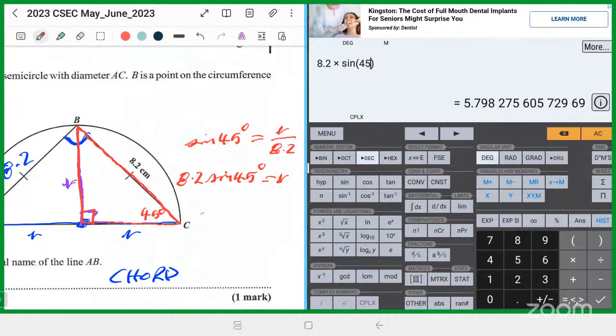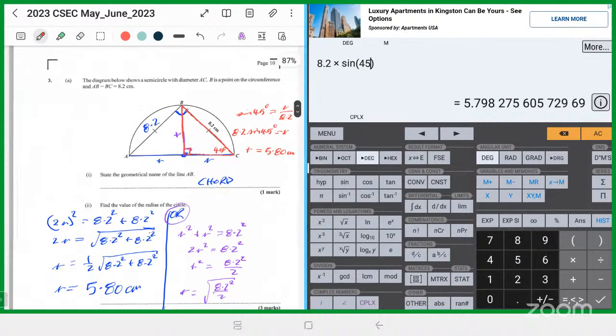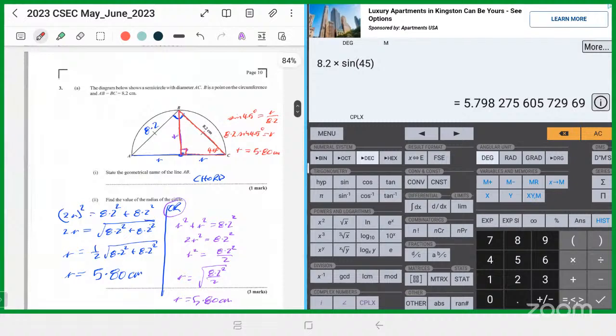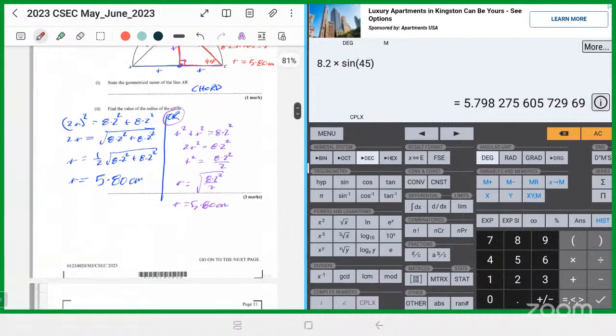That's why Trigs is one of my favorite topics, because you have multiple ways to get the same answer to the same question and get the same answer multiple ways a lot of the times. That's 5.80 centimeters. So I've given you 3 different ways to get the same answer on this question. Beautiful. That was it.